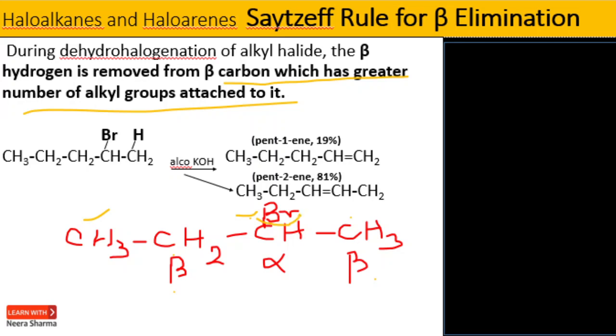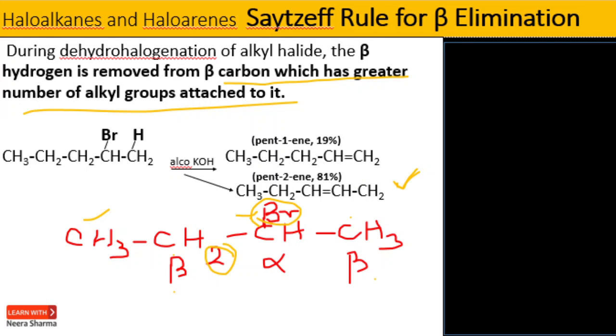That means this Br plus one hydrogen from the third carbon is removed, and you get this. The major product you are having is 2-pentene.